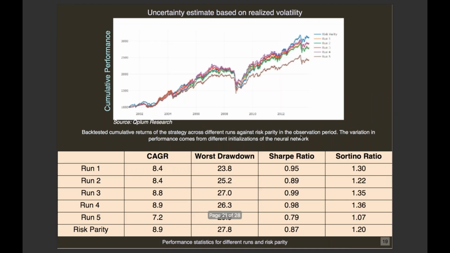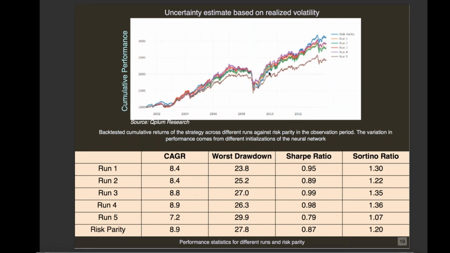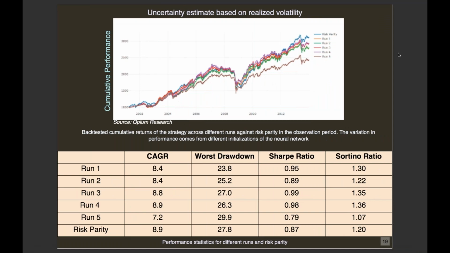So let's move on to the results that we got for this case study. So on the top, we are plotting the results since 2000. And for comparison, we use risk parity. And here we compare performance across different versions of the strategy that we use. In one version, for the uncertainty estimate, we use just the volatility estimate. And in another version, we use the uncertainty measure that we derived from dropout variance.